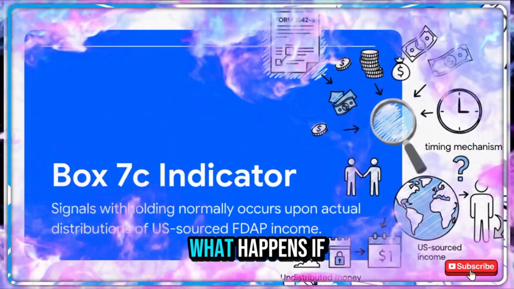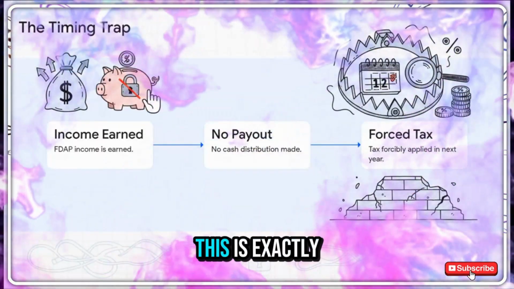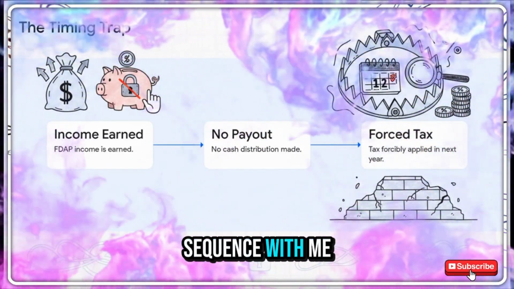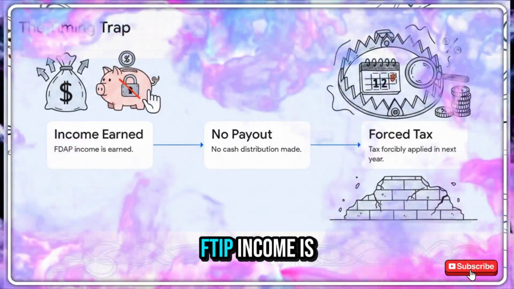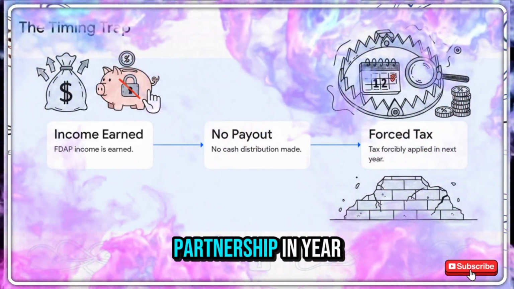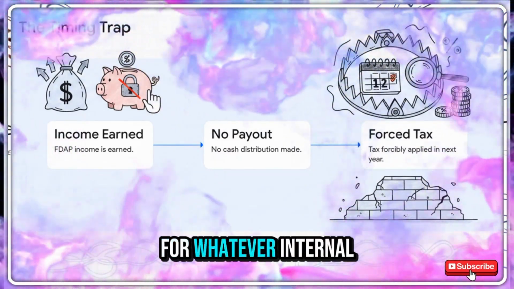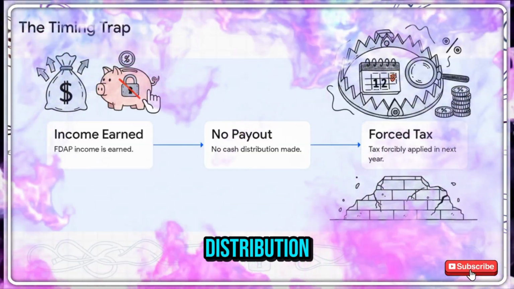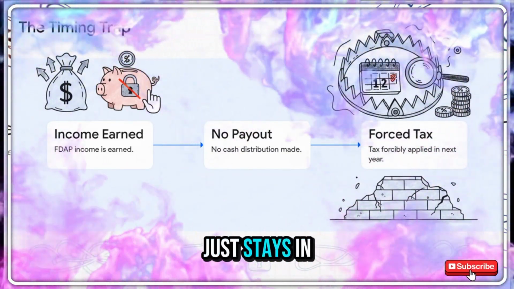But what happens if the money isn't actually distributed right away? Well, this is exactly where the trap snaps shut. Walk through this sequence with me because it's wild. Step 1. U.S.-sourced FDAP income is earned by the partnership in year 1. All good so far. Step 2. For whatever internal business reason, no actual cash distribution is made to the foreign partner in that same year. The money just stays in the entity.